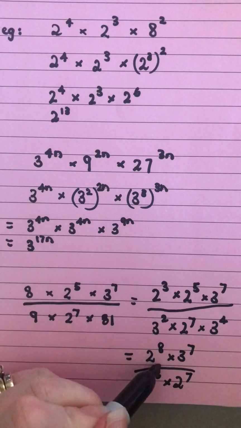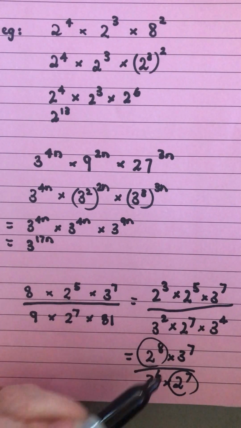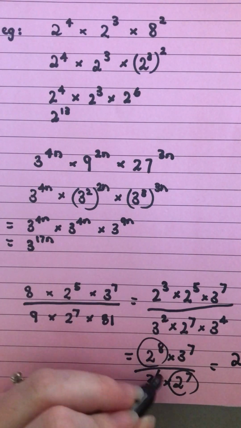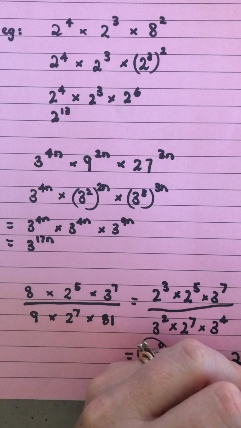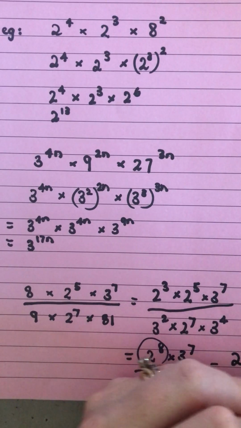So I look at my 2's on the top, my 2's on the bottom. So I've got an 8 here, 7 there. So when I divide, I subtract. 8 take 7 is 1. So I'm left with a 2. Here I've got a 6 and a 7, so I'm just left with 3 to the 1, and then I can work that out as 2 times 3 is 6.